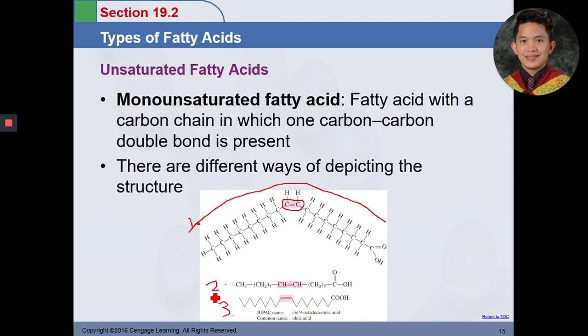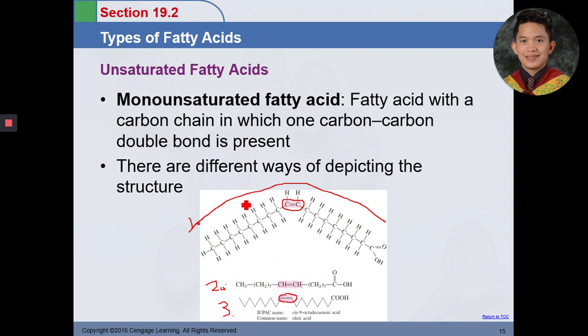Okay, now for the second representation, it is just represented using two dashed lines. Whereas for the third representation, in this zigzag-like pattern, instead of having points here, you can see that the double bond right here is indicated this way.